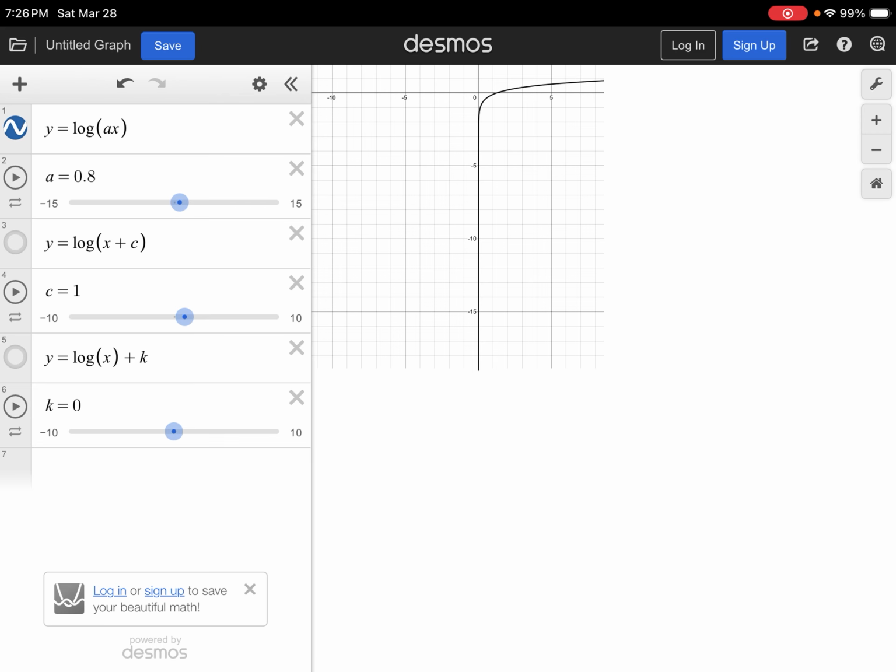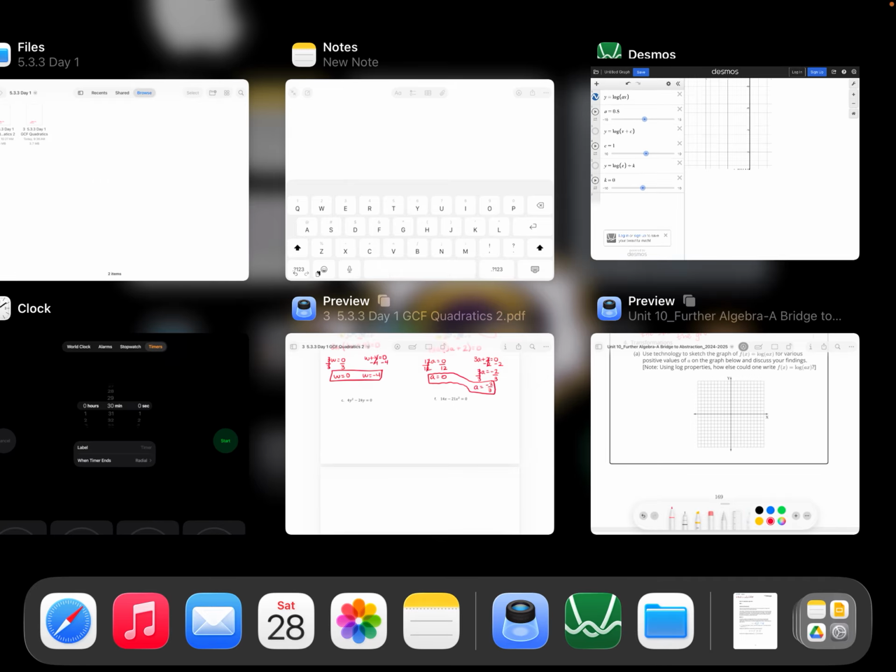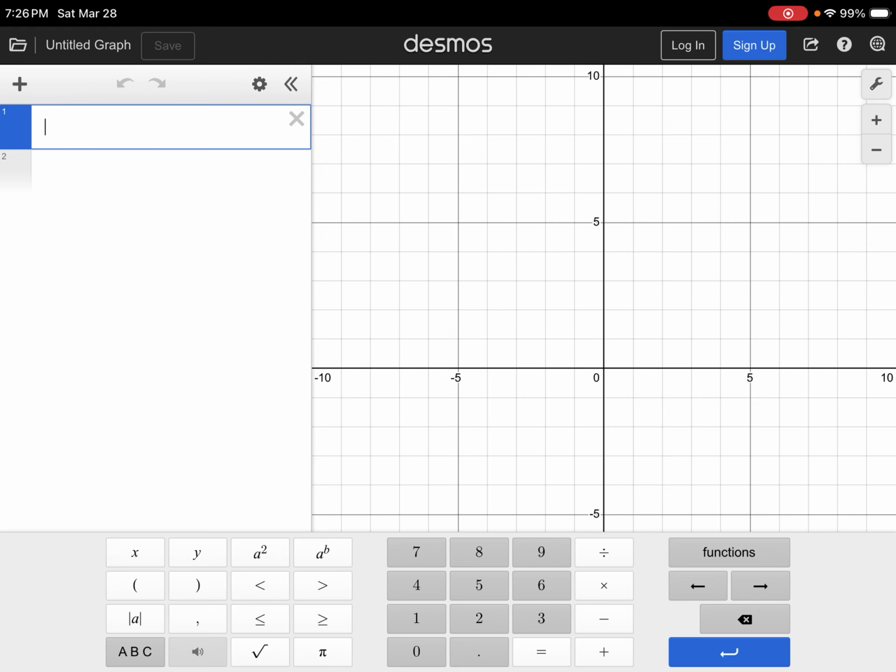I've already graphed this. Hopefully it didn't... Oh. I spoke too soon. I'm gonna have to delete this. What a shame. All right, but it won't take us any time to do it.